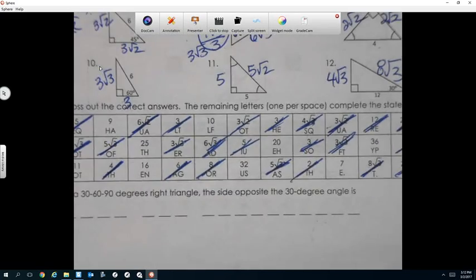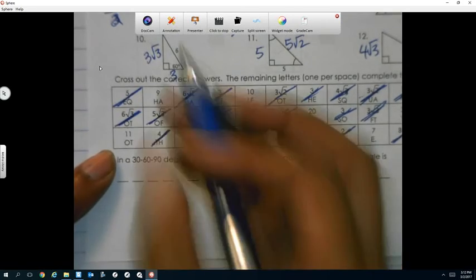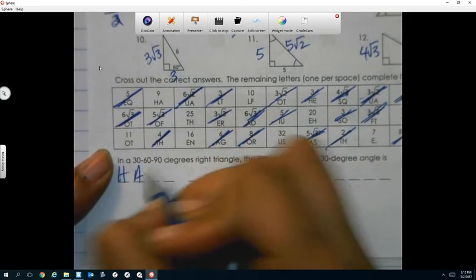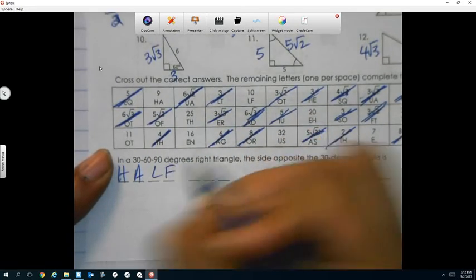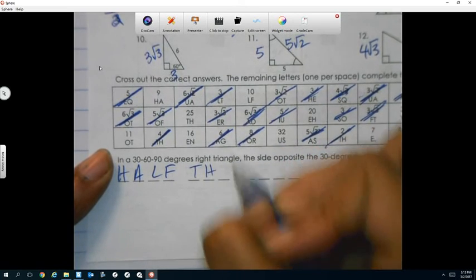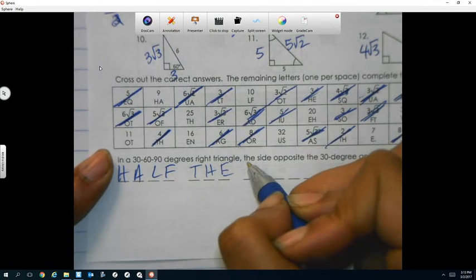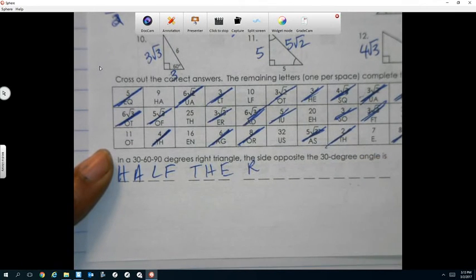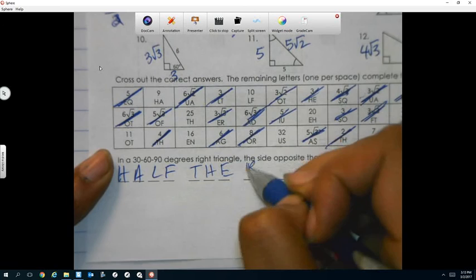Okay, so we go in order, read across. So this would be H, A, then LF. Then we have T, H, E, then R. No, that's not wrong. 8, sorry.